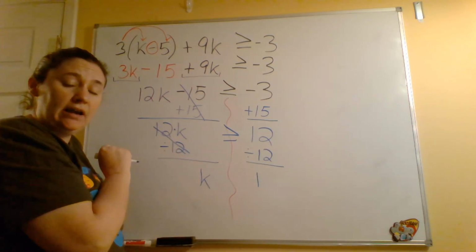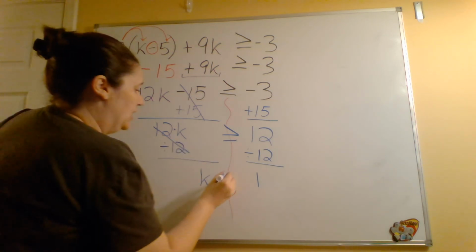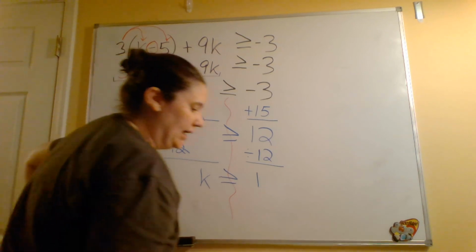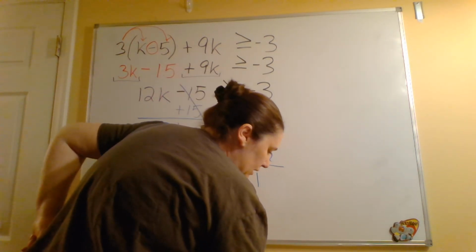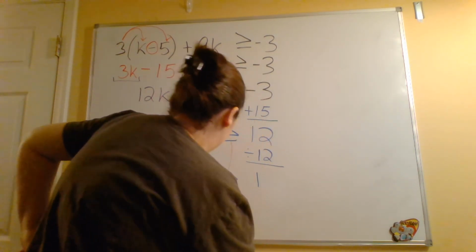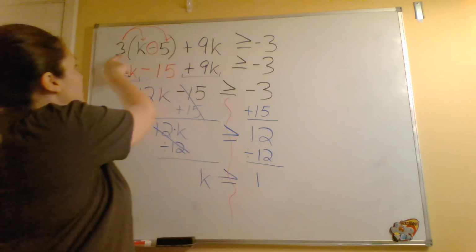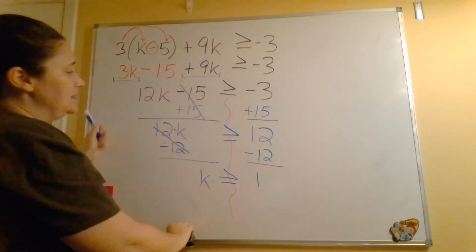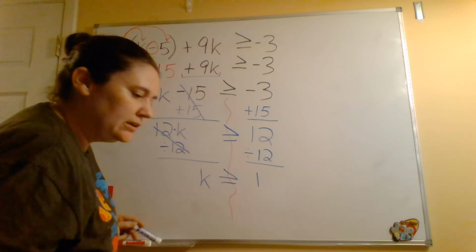And do I flip the sign? No, I do not. I did not divide by a negative number. I divided by a positive number. That is the right answer. So this must have been a 3. Yay, I guessed right. So this is number 17.